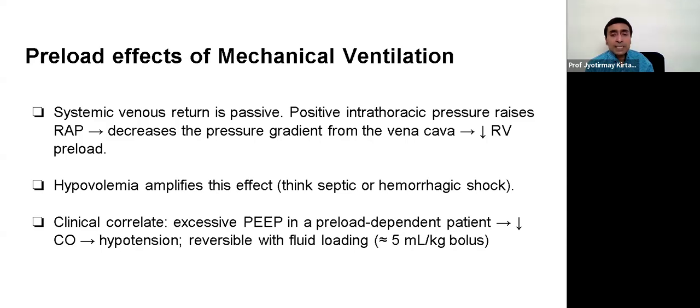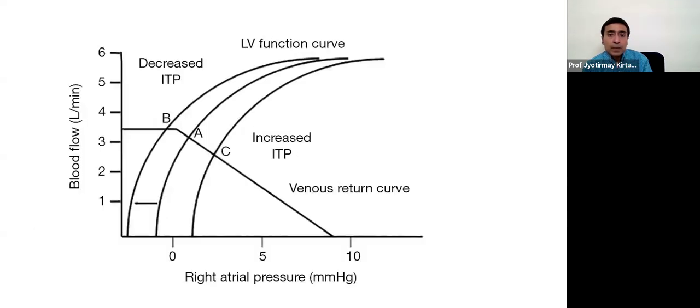So clinically, if there is excessive PEEP in a preload dependent patient, it would cause hypotension. So you can do fluid loading, and before that, you can do a passive leg raise, PLR, by getting the remote control of the ICU bed or the OT table and putting it in the Trendelenburg position. So you can see whether it is volume dependent or not. There you have to reduce the PEEP.